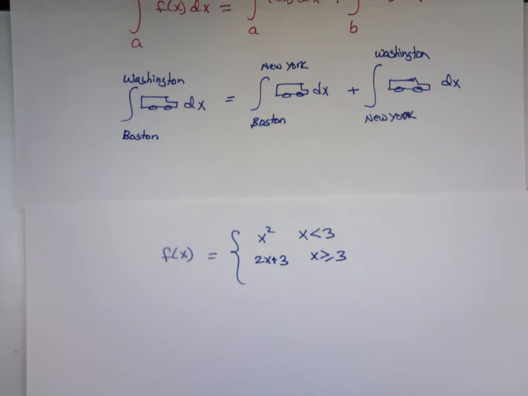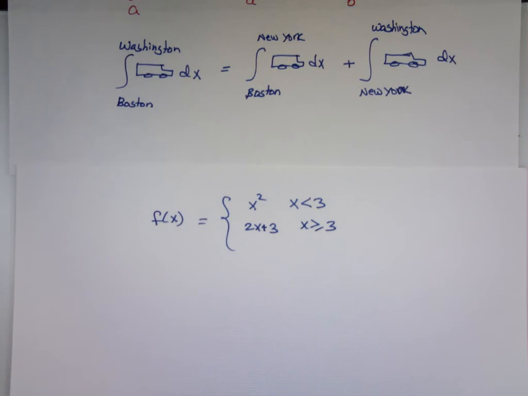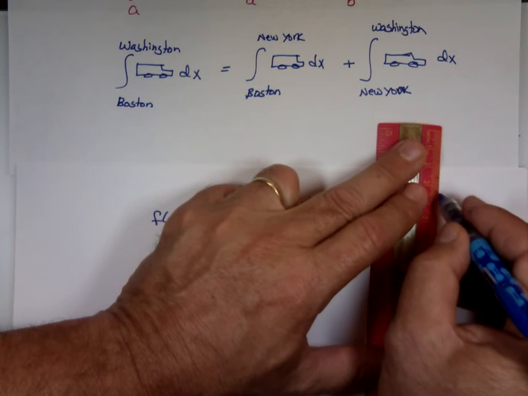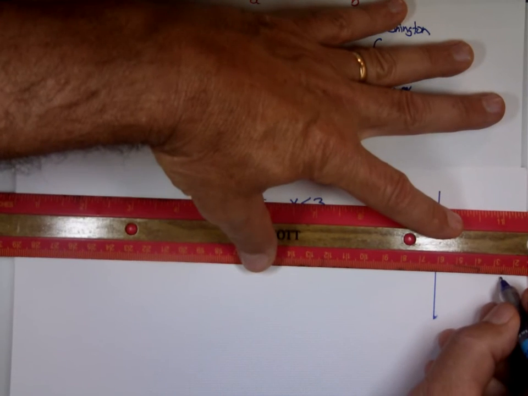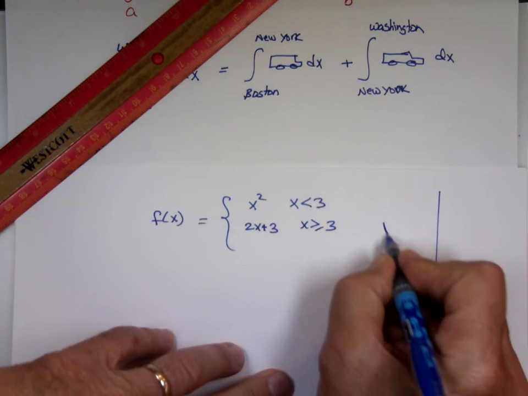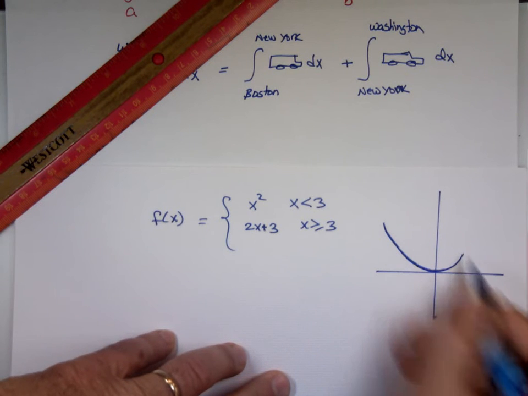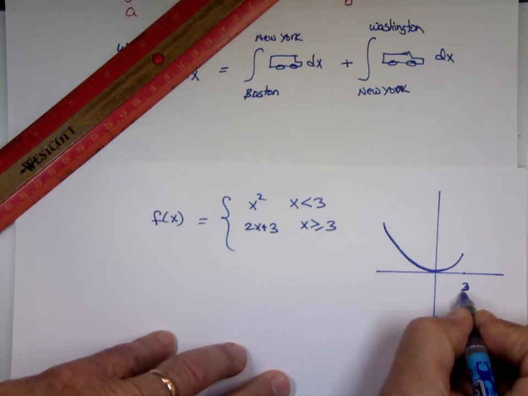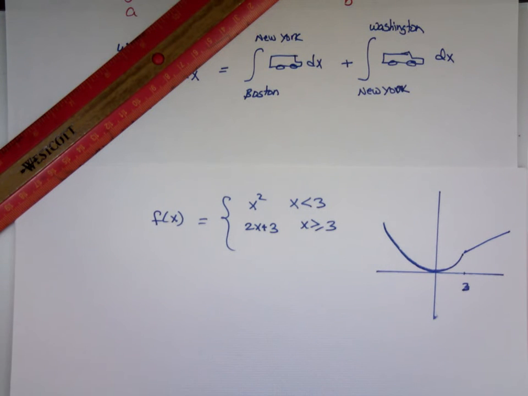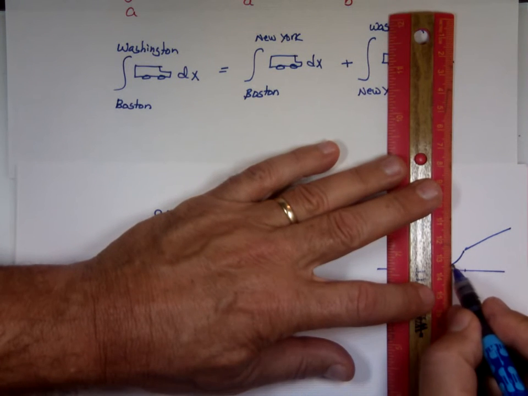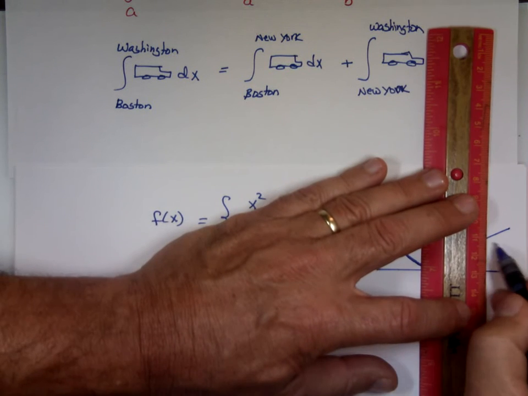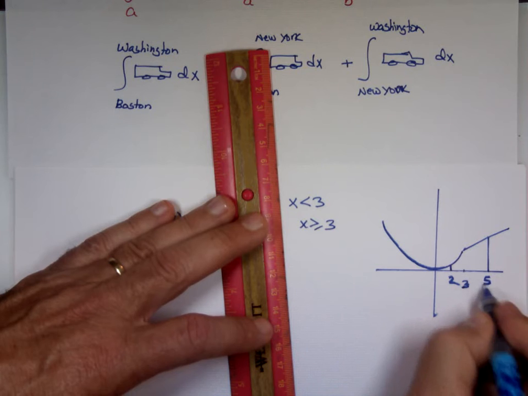You have a function that looks like this. Again, if I graph that, unless I want to find the area from, I don't know, 2 to 5. Here's what my graph looks like. All the way to 3, it's like this. There's the 3. At 3 now, it goes like this. Straight line, two different functions. And I want to find the area as x goes from 2 to 5. It's not the same function. I cannot do that in one step.